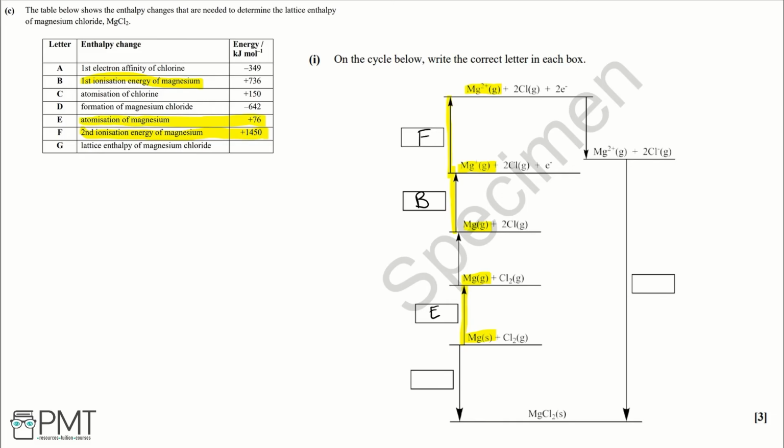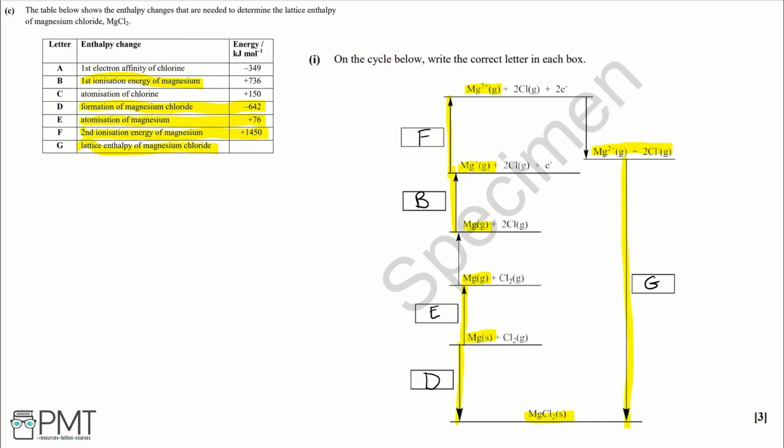Then looking at the next arrow down, we've got magnesium solid and chlorine gas going to magnesium chloride. So these are the elements in their natural forms going to this compound, and that is the formation of magnesium chloride, which is D, so we can label this D. And finally, looking at the arrow on the right, we've got our ions of magnesium and chlorine, and we're forming our magnesium chloride. And what this is called is the lattice enthalpy of magnesium chloride. So that's letter G, so we can label this as G.